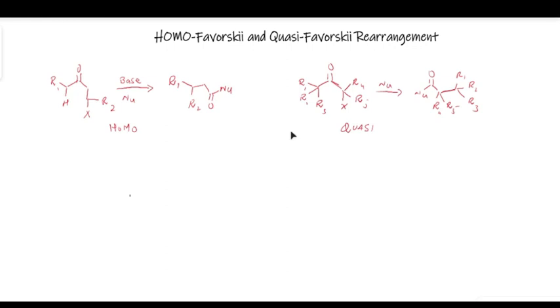This video is an extension to the previous video in which we discussed Favorskii rearrangement. Here we are going to talk about the Homo Favorskii and the Quasi Favorskii rearrangement. These are modifications of the Favorskii rearrangement, and in this video we will talk about the different starting materials that undergo these types of reactions and their mechanism. So let's begin.